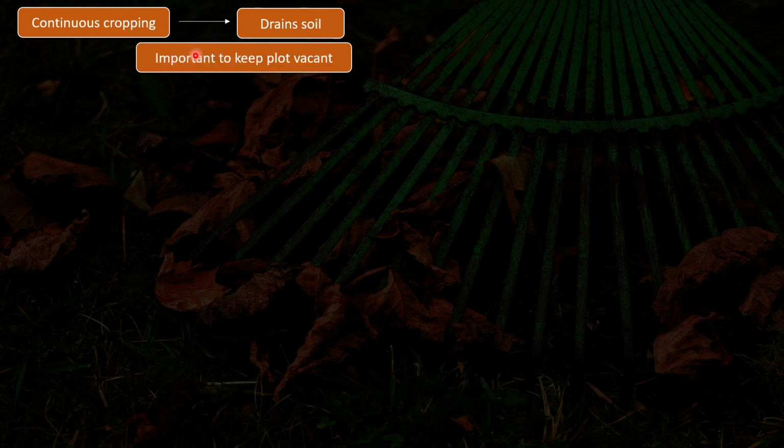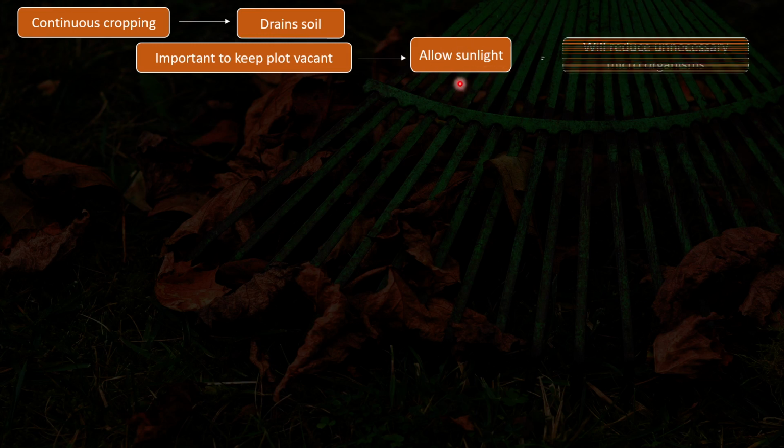So it is important to keep the plot vacant for some time. When you keep the plot vacant, that is, when you keep the plot empty, allow the sunlight to pass through the plot area, which will reduce unnecessary microorganisms, and whatever unnecessary things are present in the soil will get killed due to the sunlight that will fall on the soil particles in the plot.